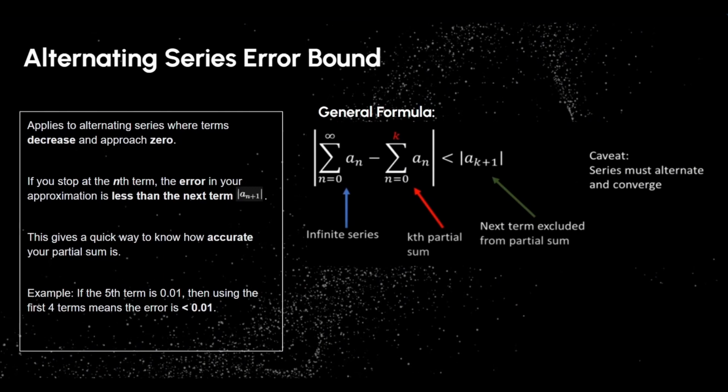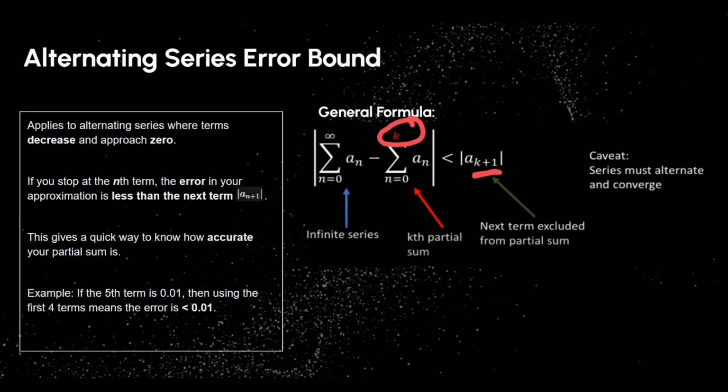To approximate an alternating series, you have to look at the next term. So for example, if you have a series till k, you approximate using the k plus 1 term, and the absolute value of this is greater than or equal to the entire error of the actual value. This is a quick way to know how accurate your partial sum is, right?